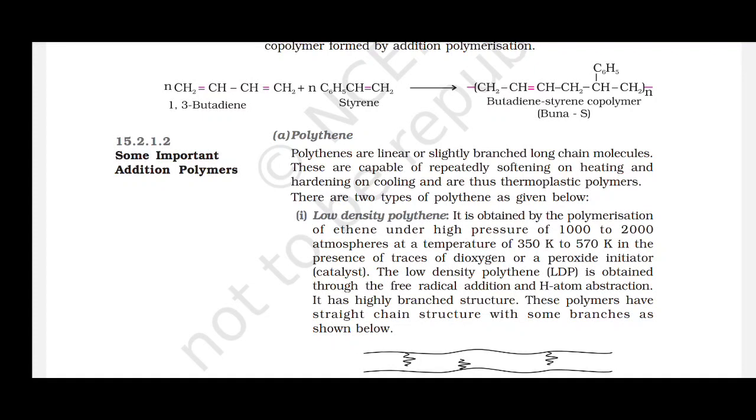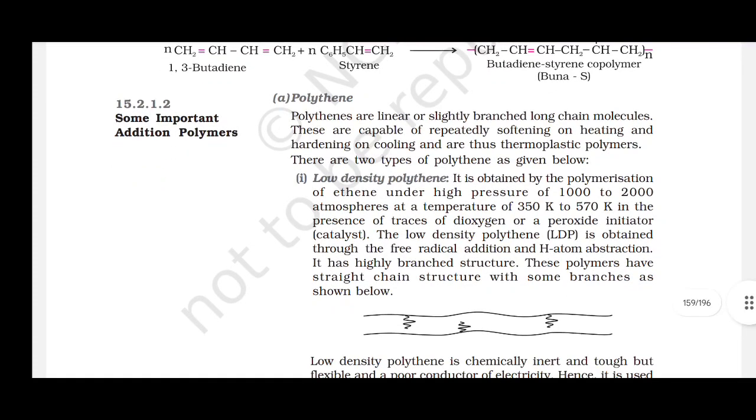First is low density polythene. It is obtained by the polymerization of ethene under high pressure of 1000 to 2000 atmospheres at a temperature of 350 Kelvin to 570 Kelvin in the presence of traces of dioxygen or a peroxide initiator, that is catalyst. The low density polythene LDP is obtained through free radical addition and hydrogen atom abstraction. It has highly branched structure.